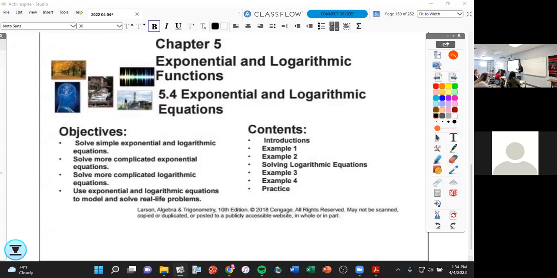Then we're going to solve more complicated equations, exponential. Then we're going to do some logarithmic equations. We're just going to skip that word. We're going to use exponential and logarithmic equations to model and solve real life problems.